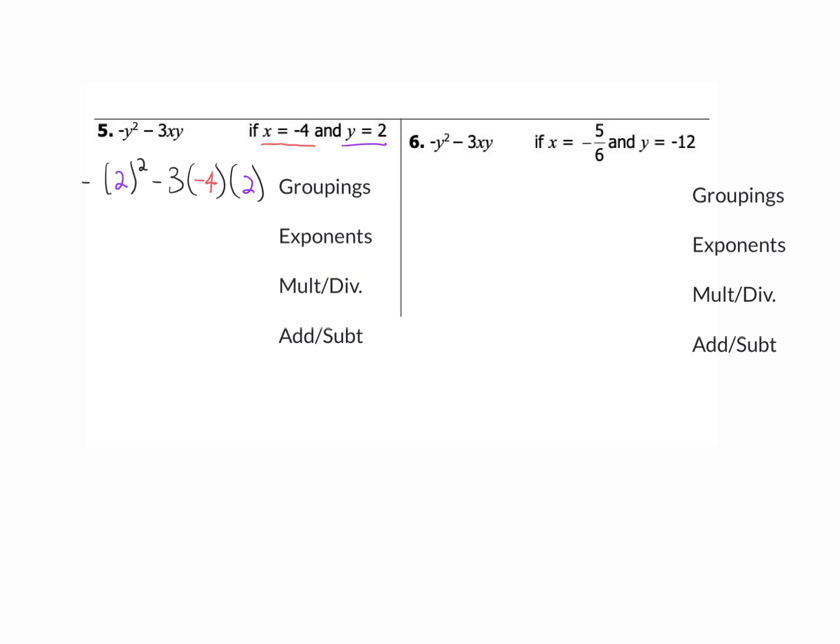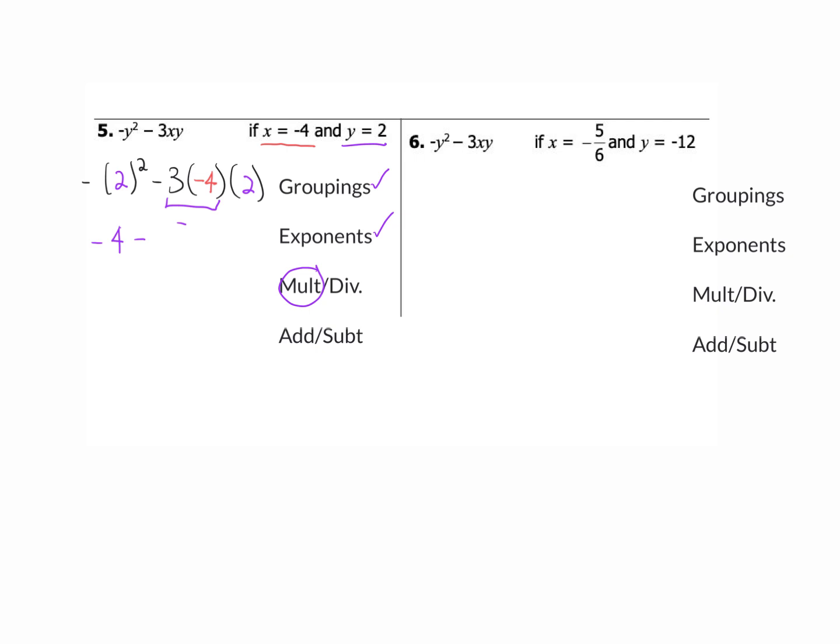So now we use our order of operations. We have no groups of numbers, technically, so then we have our exponents. We have 2 to the second power, so it's -4. And then we have our minus sign, and now we have multiplication of 3 numbers. So we have 3 times -4, which is -12, times 2 is -24.